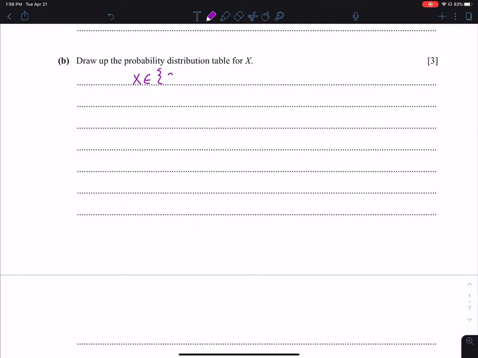So the smallest number of paperbacks I can pick is 2, and then 3, and then 4. And we max out at 4 because that's how many books we can bring. And so we've already calculated the probability that X is equal to 2, that we bring 2 paperbacks, and that's from part A, which was 3 out of 14.